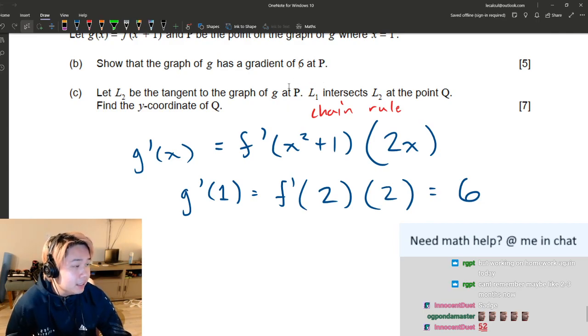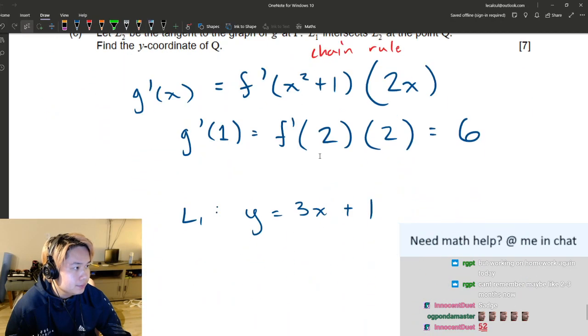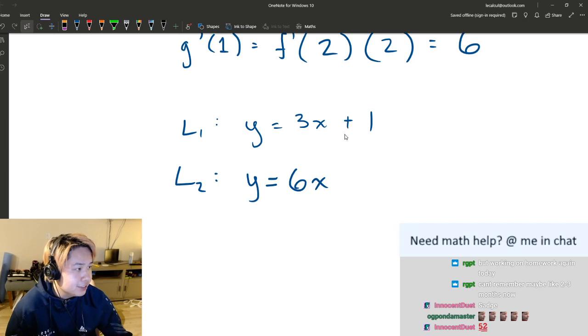Okay, next up. L2 is the tangent to the graph of g at P, and then L1 is going to intersect L2 at a third point Q, and we need to find the y coordinate of Q. So L1, which was this equation, is going to intersect L2. Now first we need to find the equation of L2. I did just find out that the tangent gradient is 6.